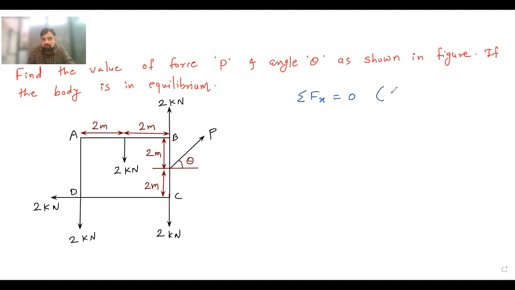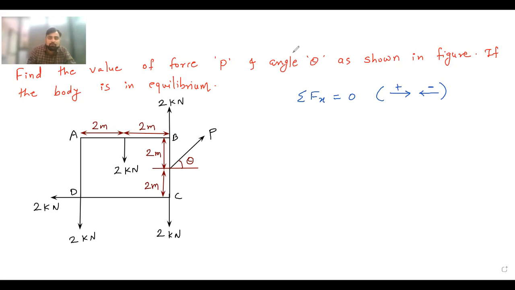What are our sign conventions? If the force is moving towards right, then it is positive. If the force is moving towards left, then it is negative. Before applying summation Fx, we need to see whether there are any inclined forces in the given diagram. If you see, all the forces are vertical and horizontal except force P. So we need to resolve the force P only.